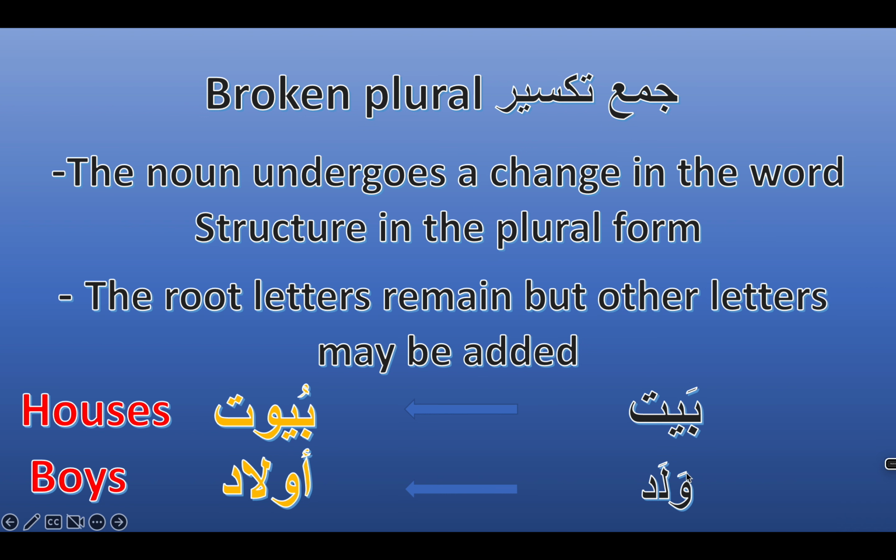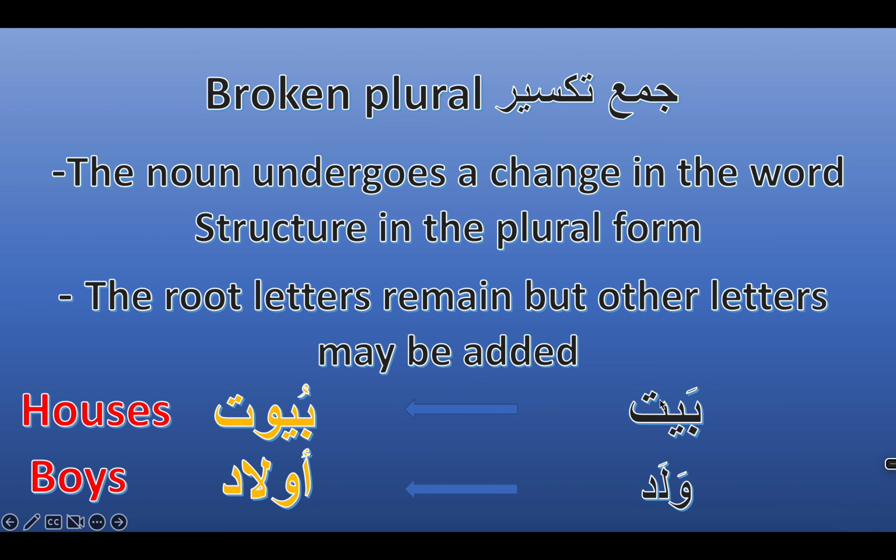Same with walad, which means boy. It's not waladuna or waladina. It becomes awlad. Now you're probably thinking, how on earth can I infer that bait is going to become buyut, or walad will become awlad and not wuludun or something like that? You just have to learn it, because a lot of Arabic nouns do have a broken plural. So you just have to learn what the plural will be.